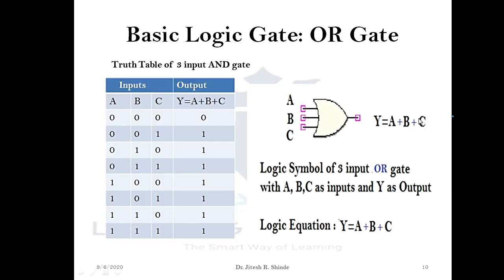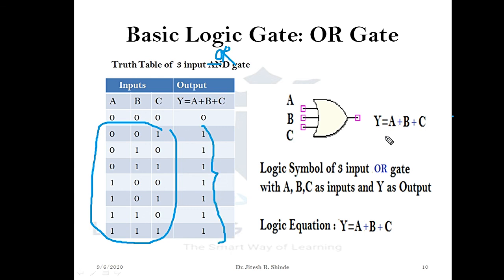Truth table of 3 input OR gate. This is my 3 input OR gate. Any one of the inputs is 1 for the input combinations from 1 to 7, hence we are getting output equal to 1. This is the logic symbol. Logical equation is y is equal to a plus b plus c.